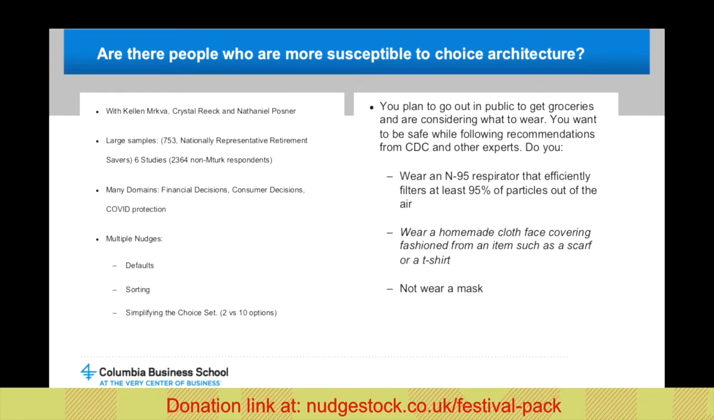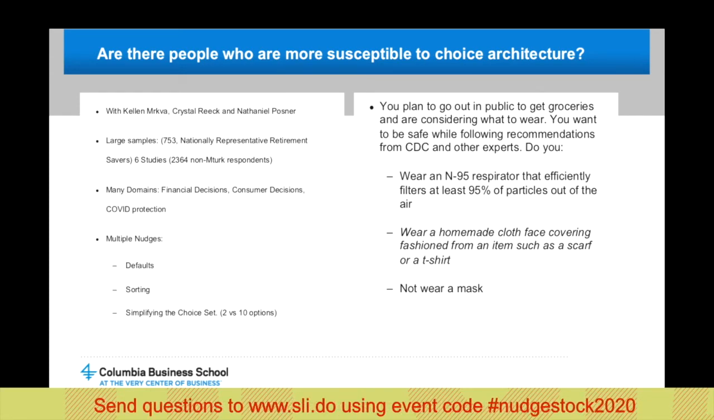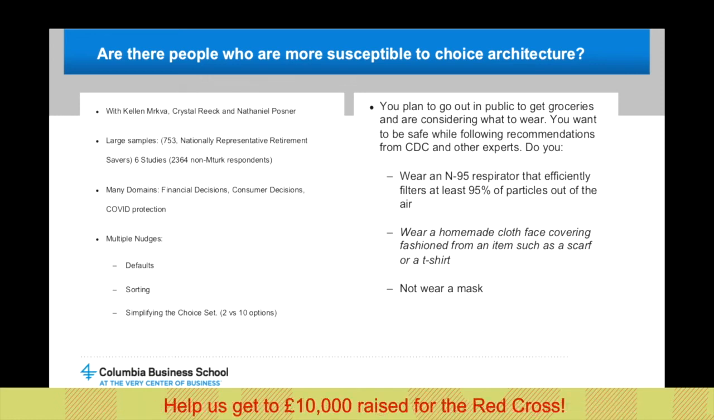Okay. One of the things we've done now is done a set of experiments where we try different kinds of nudges in different kinds of tasks. So we use lots of tasks, for example, financial decision-making, consumer decision-making. And we even looked at COVID protection. What would you do in this situation? Changing, for example, whether one choice was defaulted, whether we sorted the options from right to wrong, or whether we simplified the choice set, gave you 10 choices or 3. So we're doing this across a broad range of domains and a broad range of tasks. Let me just show you an example of one item, a couple items.